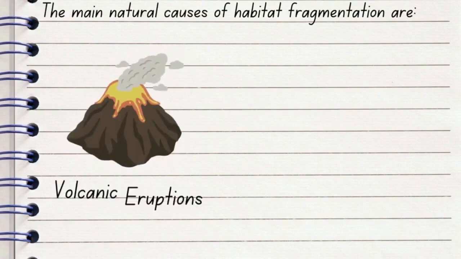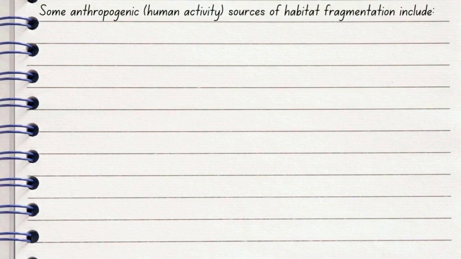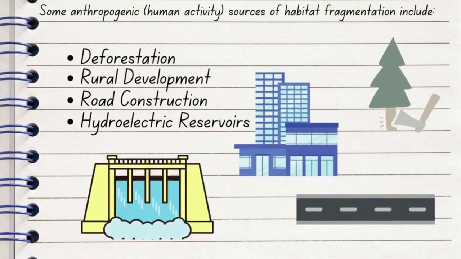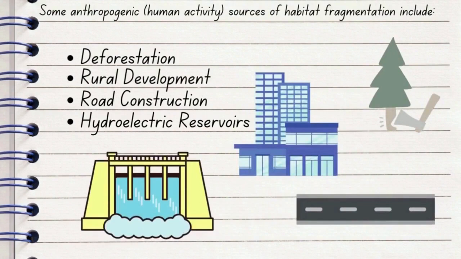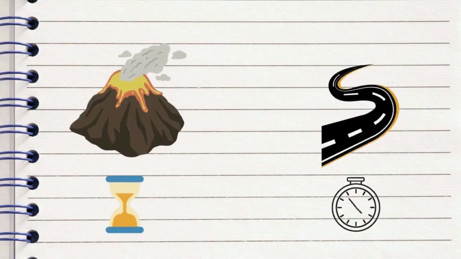Well, the main natural causes of habitat fragmentation are volcanic eruptions and natural forest fires. Human activities that lead to habitat fragmentation include deforestation, rural development, road construction, and the creation of hydroelectric reservoirs. Volcanoes and natural forest fires tend to occur once in a while, but human activity occurs much more often and is the leading cause of habitat fragmentation.